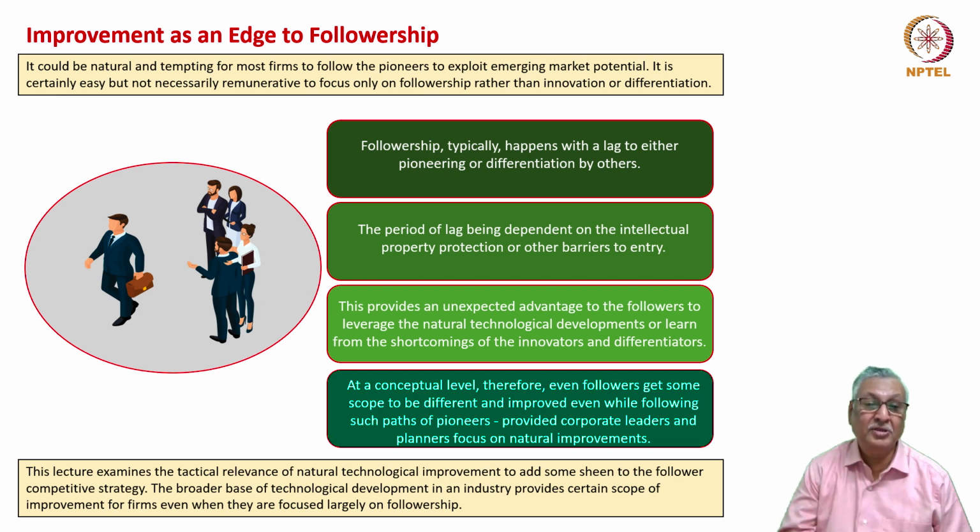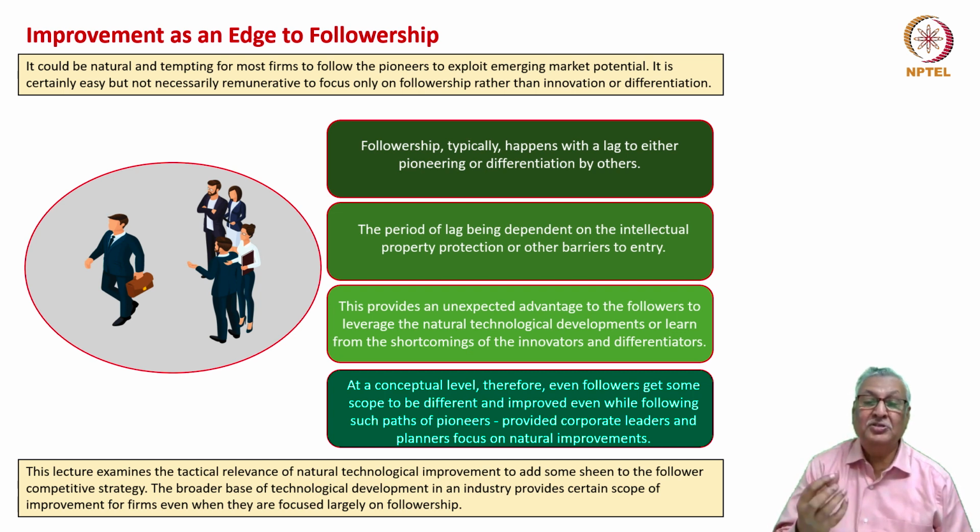You can plan to do things simultaneously, but that would be a waste of resources because a follower company is already resource strapped. The period of lag is dependent on the intellectual property protection or other barriers to entry. This provides an unexpected advantage to the followers to leverage the natural technological developments or learn from the shortcomings of the innovators and differentiators. Somebody who would copy a camera that has been patented would have the advantage 20 years later of using the latest developments in terms of the camera sensors which are available off the shelf. Although a follower is a replica of the product originally designed, by the time the followership starts, there would be several improvements which will make the product up to date.